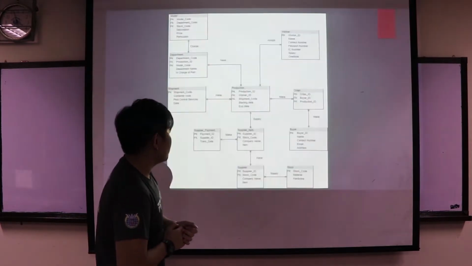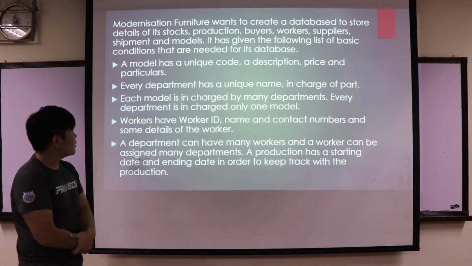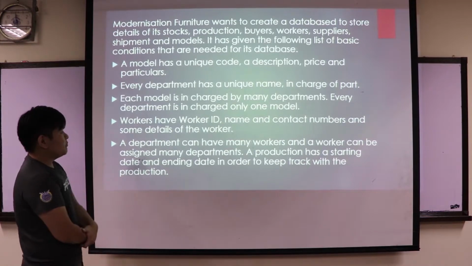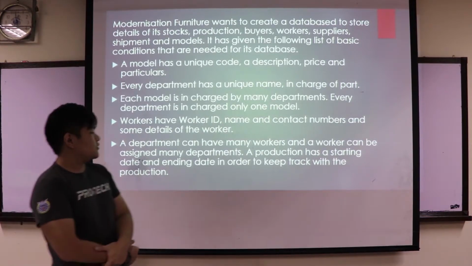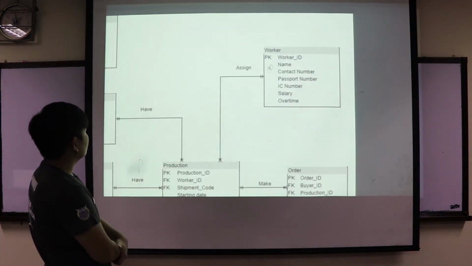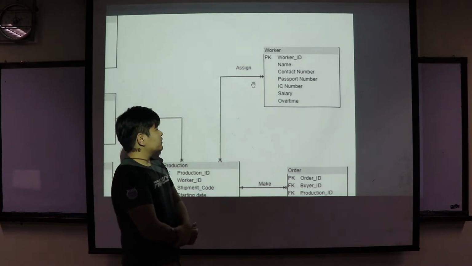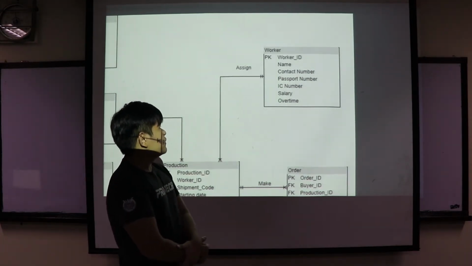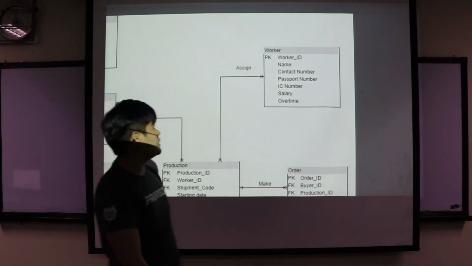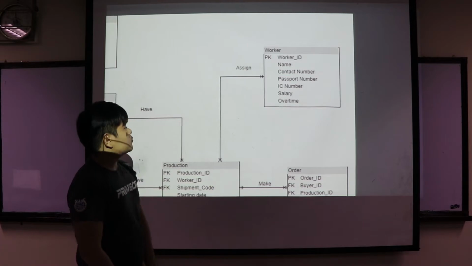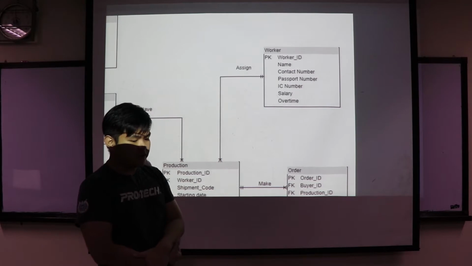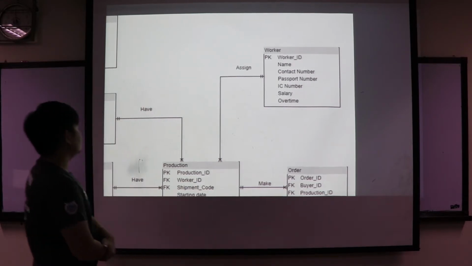Back to the question. In the fourth point, workers have a worker ID, name, contact number, and some details of the workers. Based on the diagram, we need to list out the worker table. First, we need to set the primary key. The primary key is worker ID. Next, we list out the attributes inside the workers table based on the question that's given. And next, back to the question.